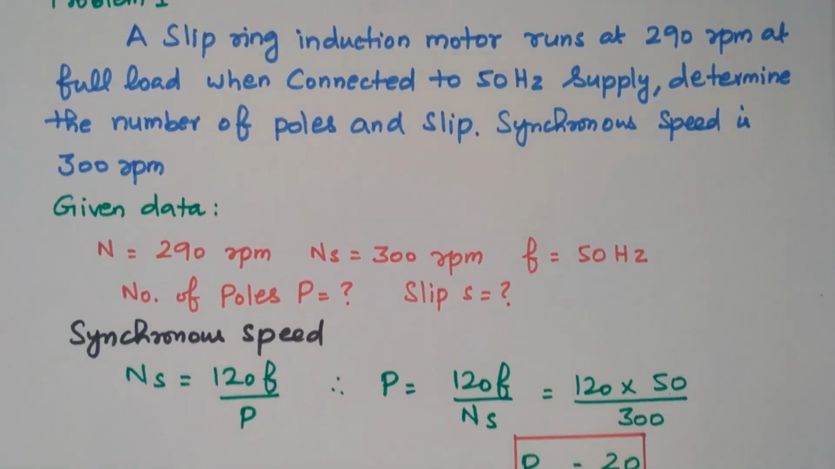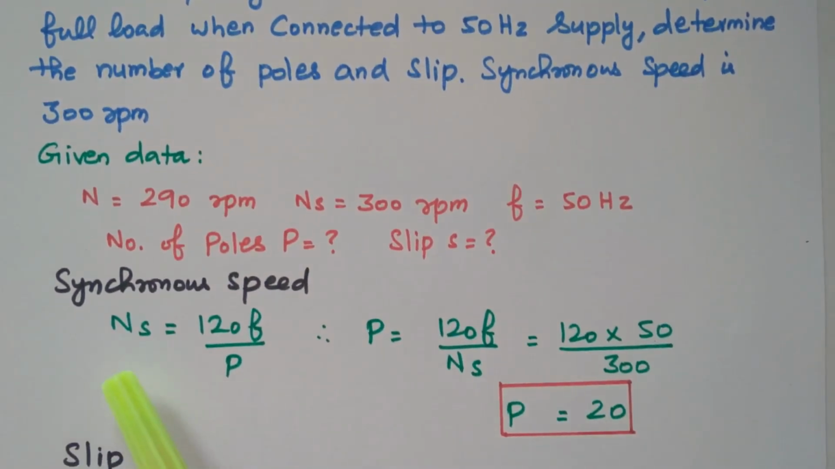First we will find the number of poles. The formula for synchronous speed is ns equal to 120 f by p. In this, synchronous speed is given and frequency is also given, so we can easily calculate the number of poles. By interchanging these two parameters, p equal to 120 f divided by ns. So p equal to 120 into 50 divided by 300. By simplifying this, we get p equal to 20, number of poles equal to 20.